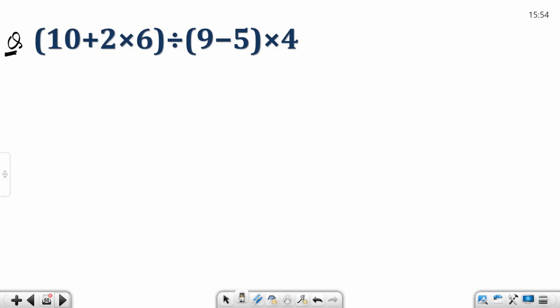Here's the question. In the bracket, 10 plus 2 times 6, bracket close, divided by, in the bracket, 9 minus 5, bracket close, times 4. So first, we'll solve the brackets.